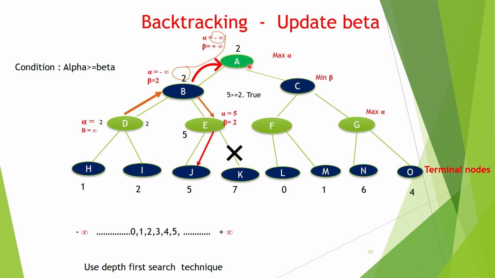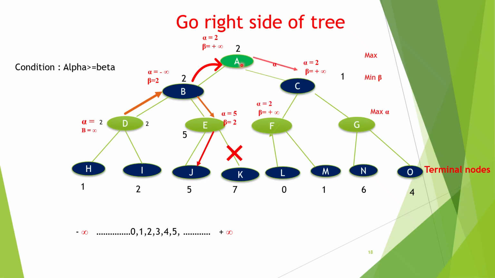A is the maximizer, alpha, so it is time for the maximizer to move. What is the value of alpha here? Minus infinity. Compare minus infinity with 2. Which one is maximum? 2. So put 2 here. Then 2 is assigned to A, and we transfer this value to C. We are following depth first search, so take the left side, C to F, and transfer the alpha and beta values there.